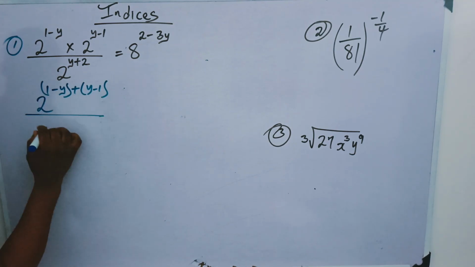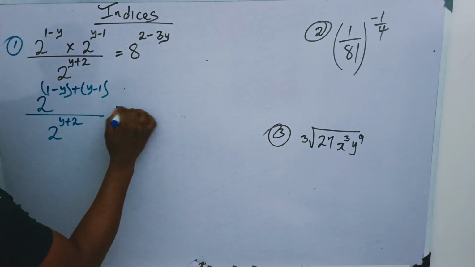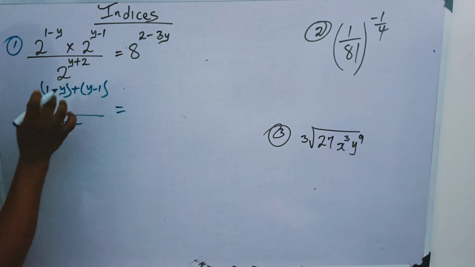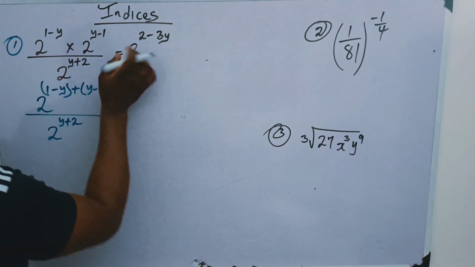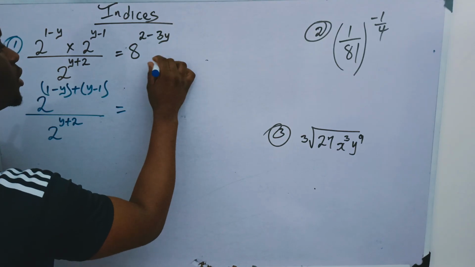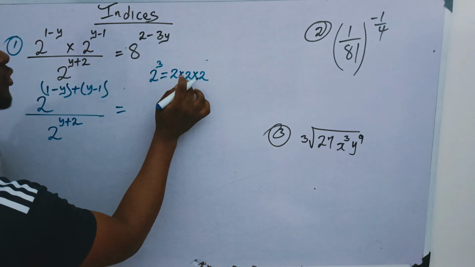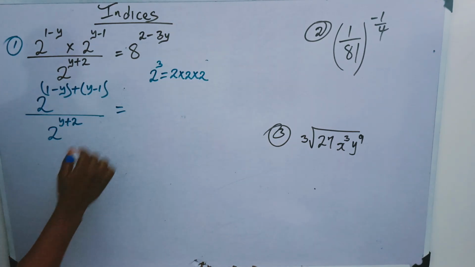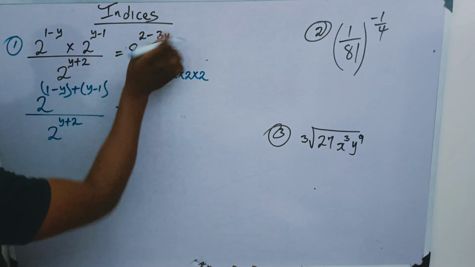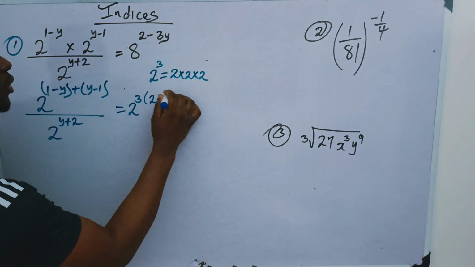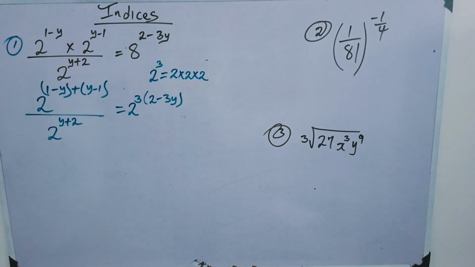So divided by 2 raised to y plus 2 then equals. Now look at it. So that I am able to apply the laws of indices, instead of writing it this way, I would rather write it as 2 raised to 3. It's the same thing. 2 times 2 times 2. 2 times 2 is 4, times 2 is 8. Okay? So I'd rather write 2 raised to the power of 3, then I have 2 minus 3y. So if you're able to do this step, you're 50% done.